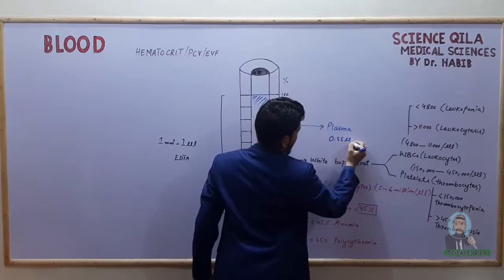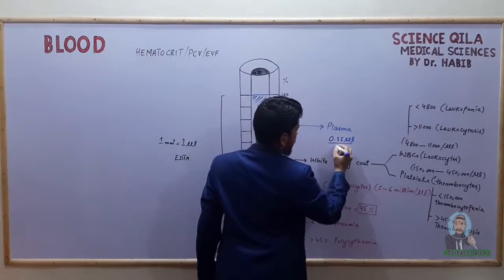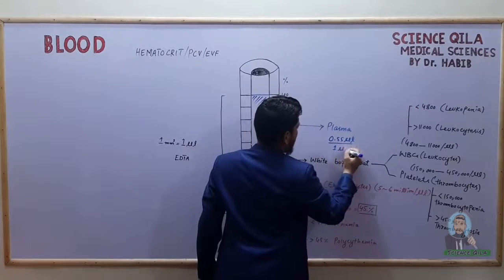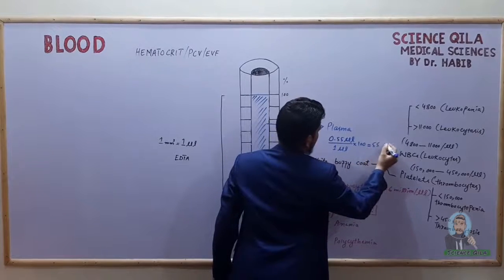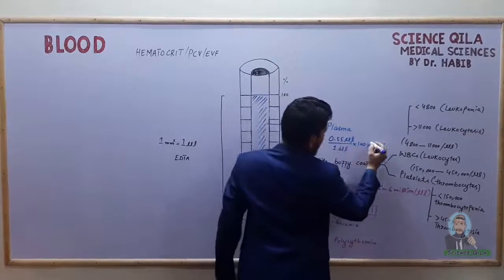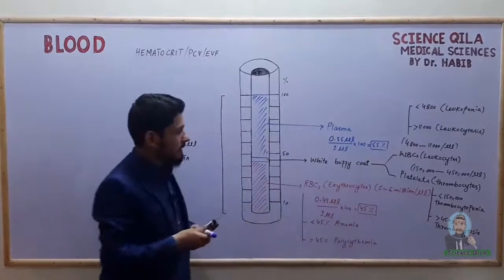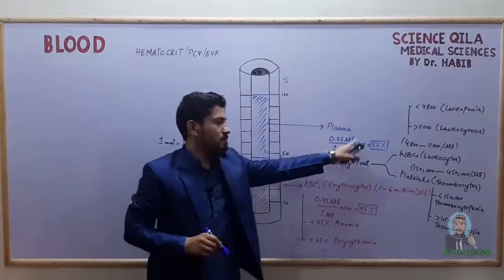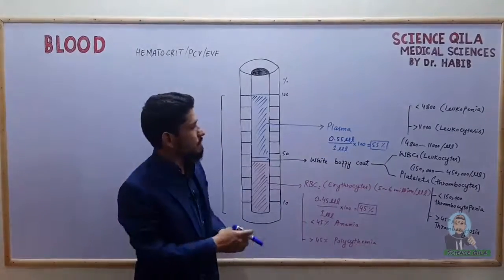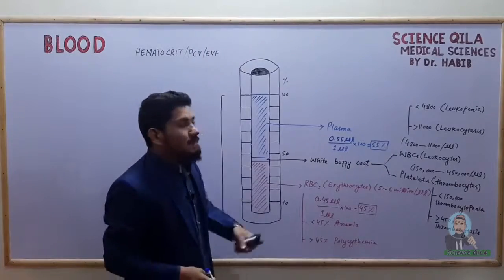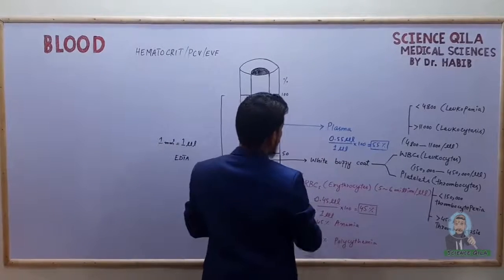0.55 microliter. To find the percentage, we will divide it by the total number, that is 1 microliter, and multiply it by 100. The answer we will get here is 55%. So plasma in the blood is around 55%. So blood is composed of 55% plasma and 45% red blood cells or erythrocytes. In plasma we have a couple of constituents and elements.